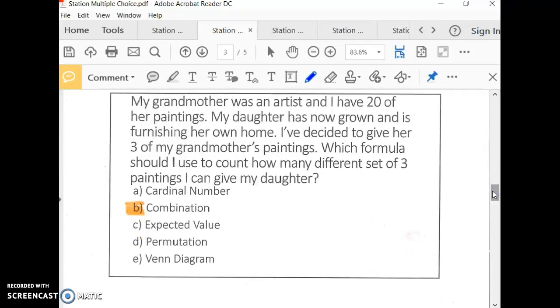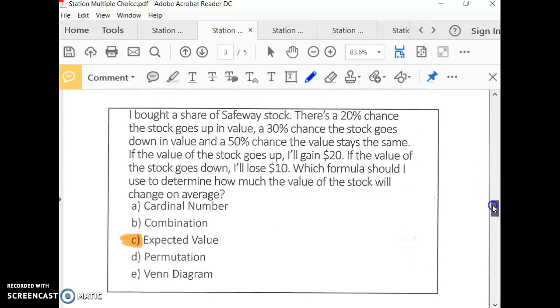Okay, the next one. On this one, you guys, you got to look through this. Cardinal number, remember, is a number. Combination, expected value, permutation, Venn diagram. When we look through the problem, which of the formulas should I use to count how many different sets of 3? That means combination.